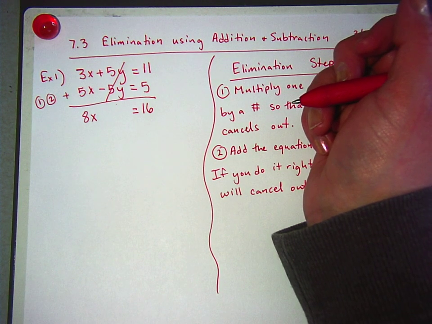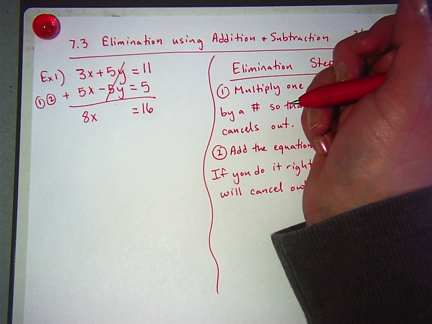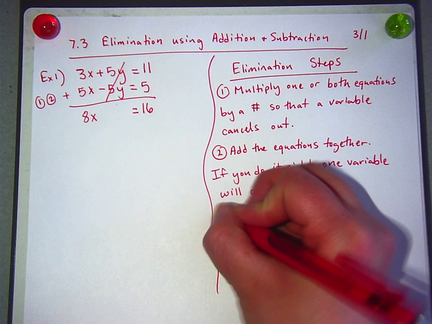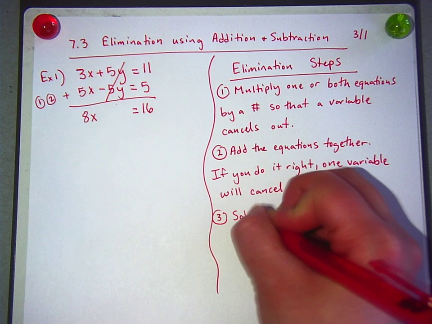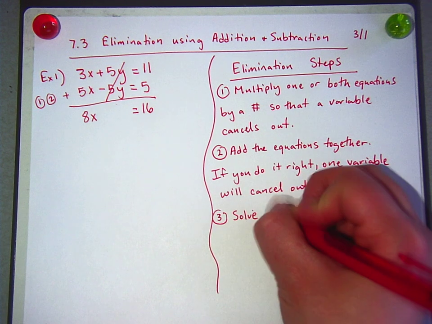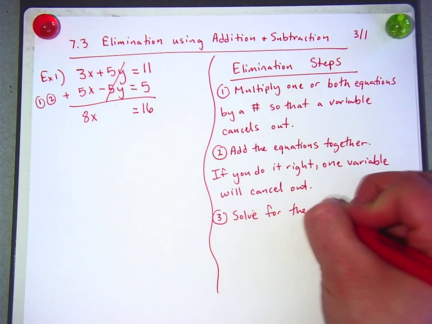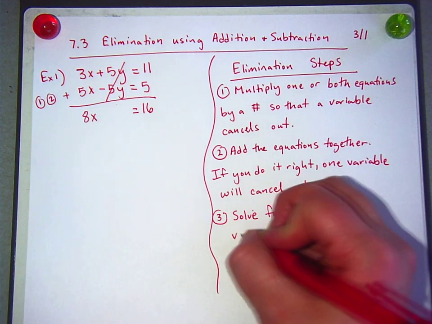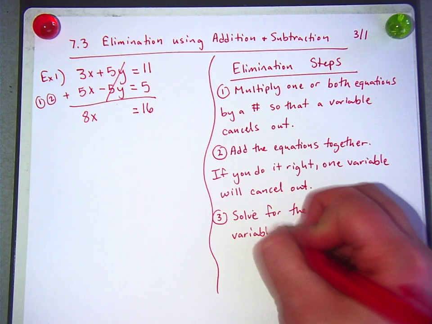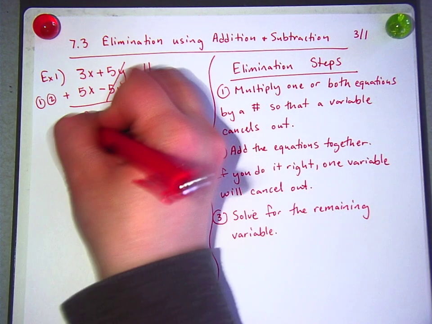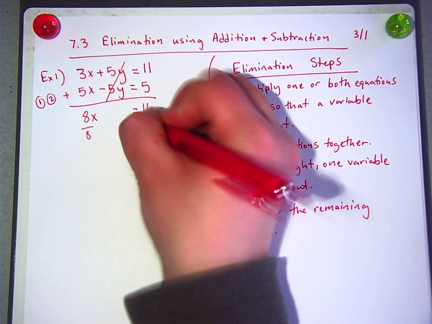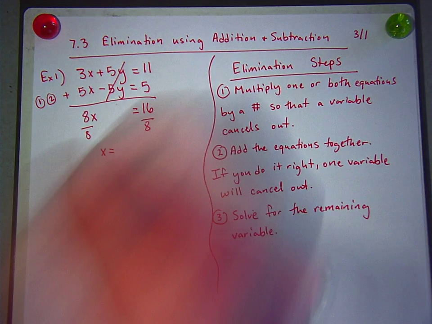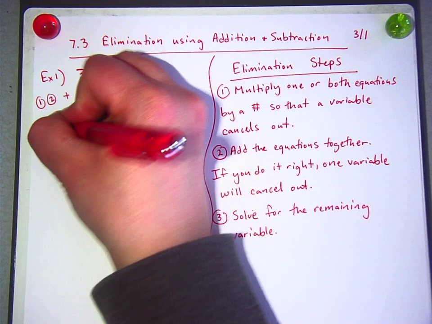Okay, now what should we do? Divide by 8 on both sides. Okay, so I'm going to write it down here. We're solving. Solve for the remaining variable. So if I divide by 8 on both sides, I get x equals 2. So this is step 3.